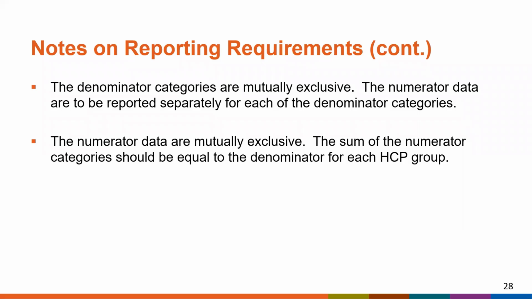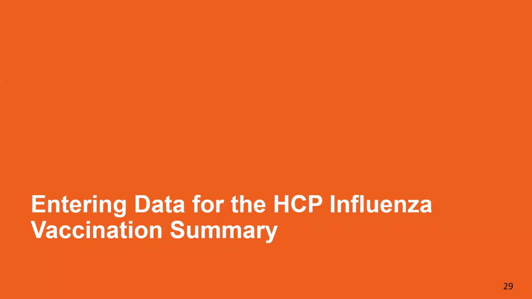Please note that the denominator categories are mutually exclusive. The numerator data are to be reported separately for each of the denominator categories. It's also important to recognize that the numerator data are mutually exclusive. The sum of the numerator categories should be equal to the denominator for each healthcare personnel group. We will now go over entering data for the healthcare personnel influenza vaccination summary. I will turn the presentation over to my colleague, Amanda Clemens.